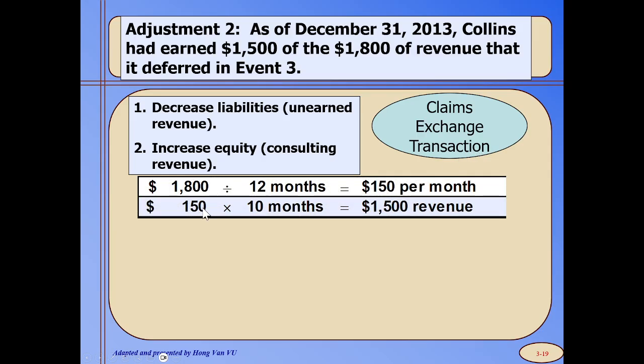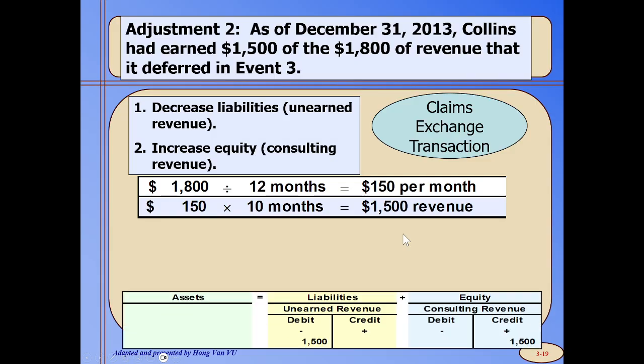So 1,800 is for 12 months. Revenue is calculated for 12 months. So it means that every month the company will receive revenue of 150 US dollars per month. Because if you count from the end of December, it means that there are 10 months. So the total revenue that they receive should be the average revenue per month multiplied by the months that they serviced, so it means that 1,500.